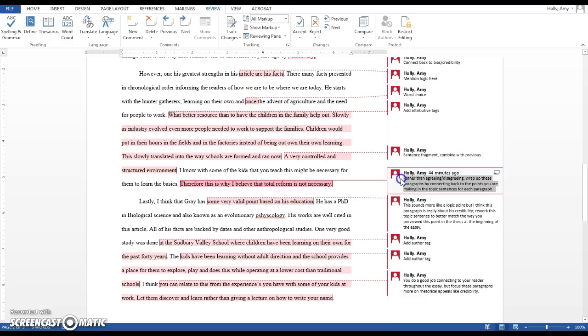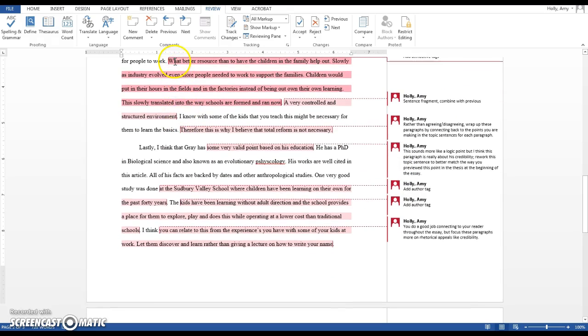And then let's see. Oh, this whole section needs attributive tags. So this is where I was saying it's hard to tell if these were your ideas, but I know that they are actually Gray's because I've read the article. So you just need to attribute both of these sentences to him to make that distinction more clear. And then this is a sentence fragment. It's not a complete sentence because it doesn't have a verb. It's only got a subject or a noun. And so an easy way to make this a complete sentence would be to just use a comma and combine it with the previous sentence instead.